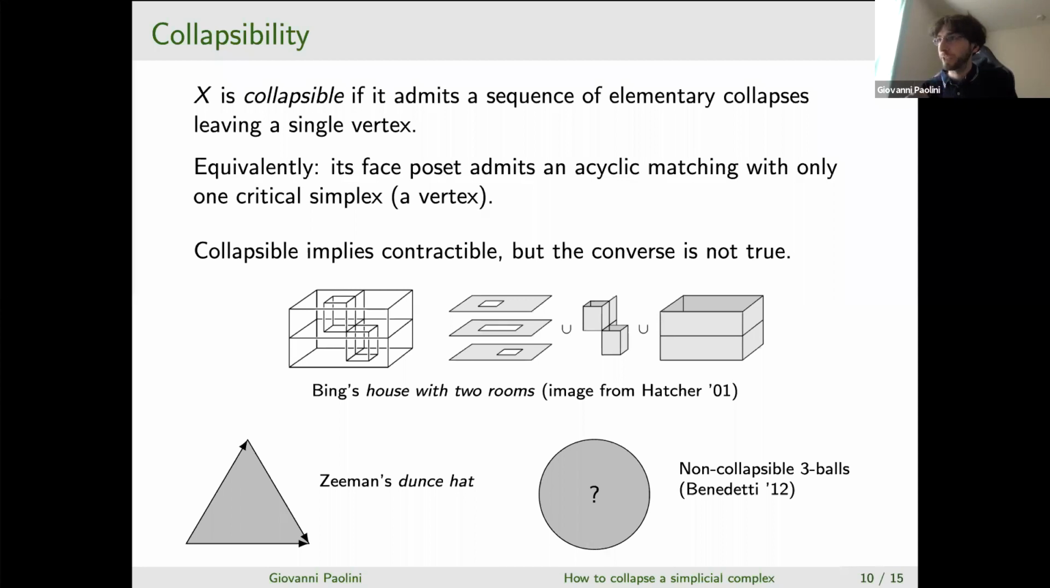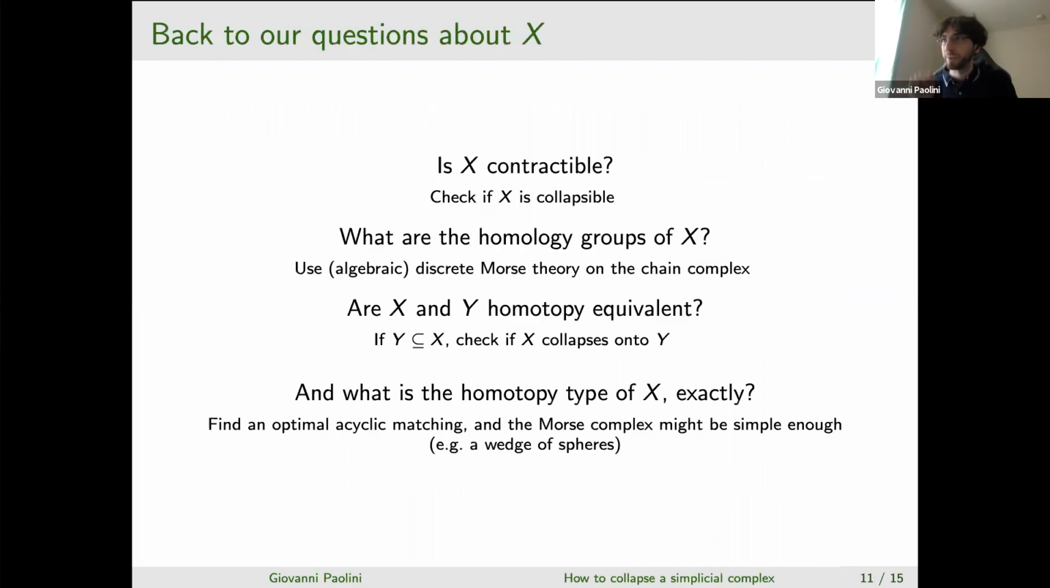So this gives a glimpse of how complex collapsibility and discrete Morse theory can actually be in practice. And this will be the focus of the last 5-10 minutes of this talk. Before that, just one slide going back to our initial questions. Just to mention that, yes, in fact, discrete Morse theory can help answer all these questions. Of course, it's not always going to work, but it can be useful in practice.